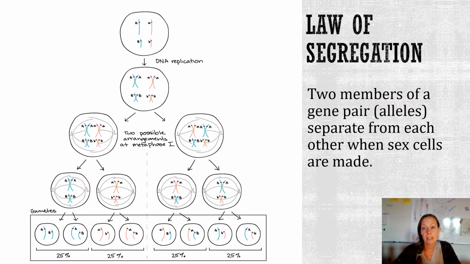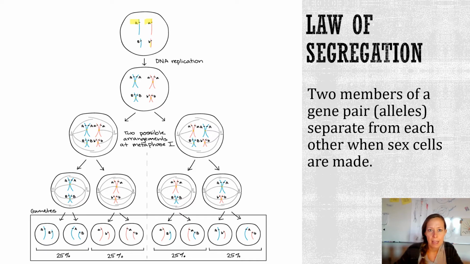The next is the law of segregation. So 2 members of a gene pair are going to separate from each other when sex cells are made. So if we look at this picture here, which is kind of crazy, right? These genes are not going to always stay together. In the end, you'll have big A. Let me just get my highlighter out so I can show you. So you'll have big A and little a, right? But they don't stay together.